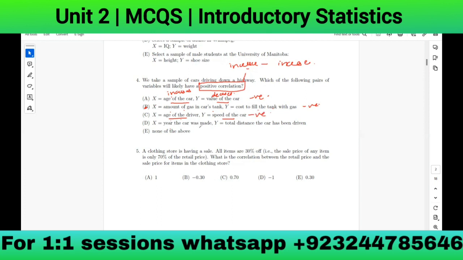Year the car was made, total distance the car has traveled. If the car was made in 1900, the total distance driven by the car is more. So the year of the car is less, total distance is more. So it is again a negative relationship. None of the above is the correct answer because we were searching for a positive correlation, but all of them give us a negative correlation. So we will mark E, none of them is correct for the positive correlation.